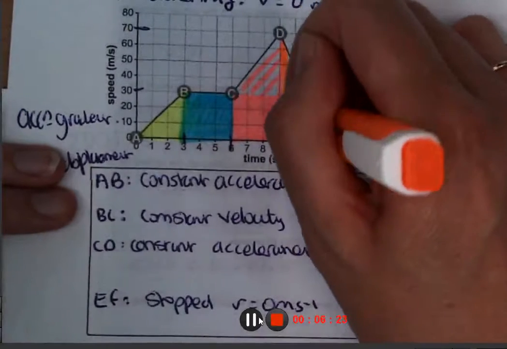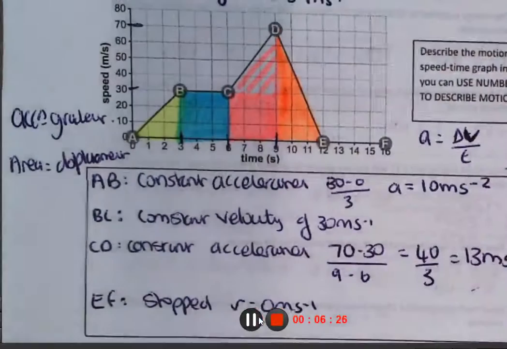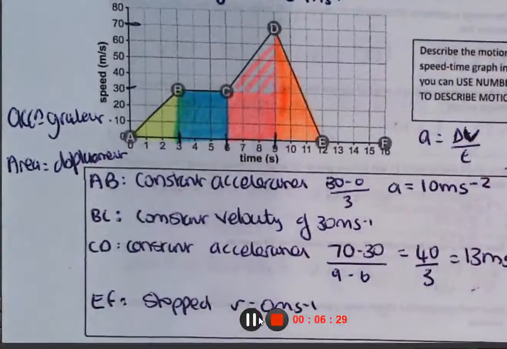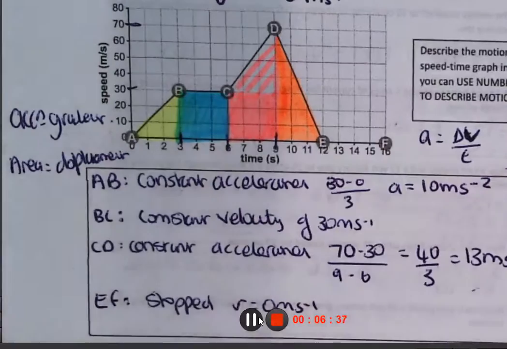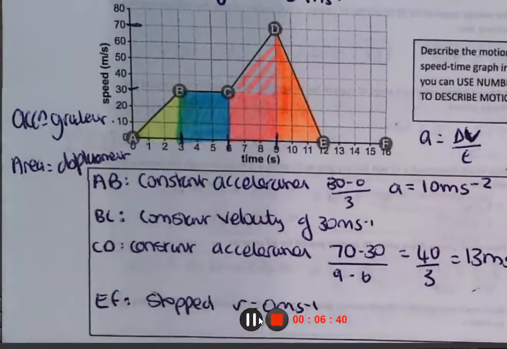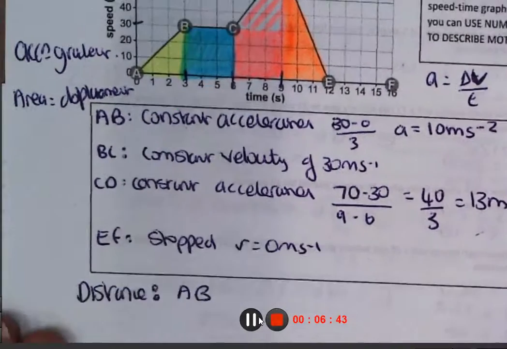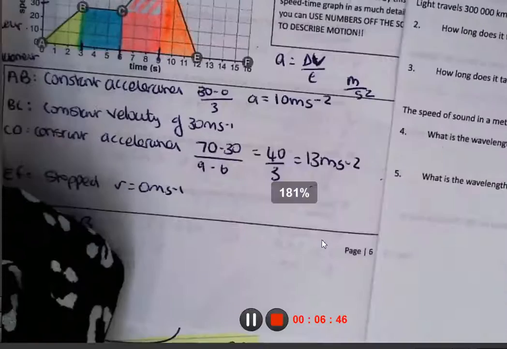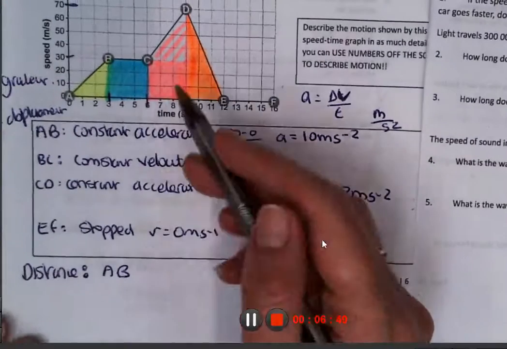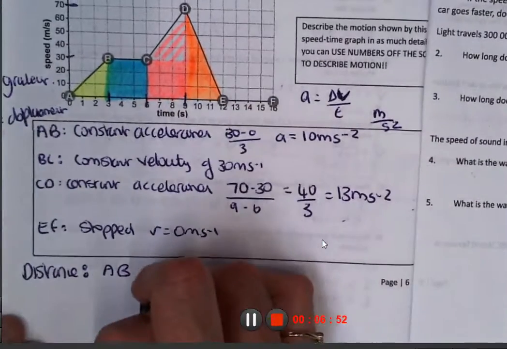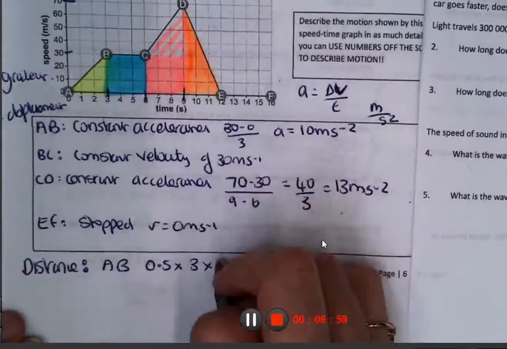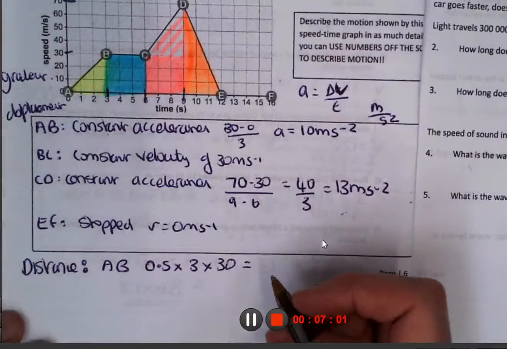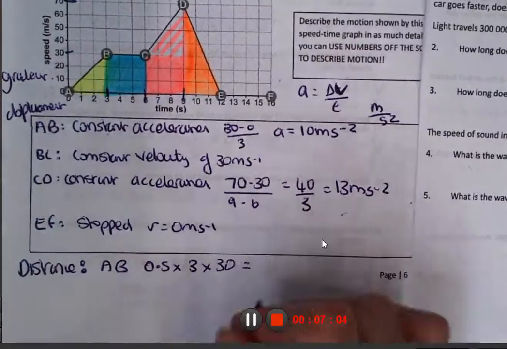And if you work out the area of each of these sections, it will tell you the displacement of the car during those sections, okay, or the distance travelled. So let's do distance travelled first. For A to B, what we have is a triangle. So the equation we're going to use for that is half base times height. So the distance is going to be 0.5 times the base, which is 3, times the height, which is 30. And that gives me a distance of 45 metres.